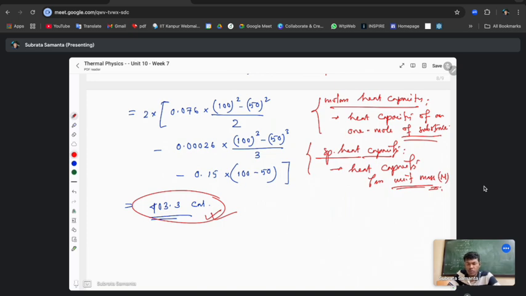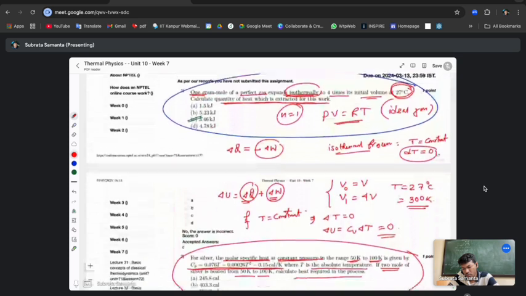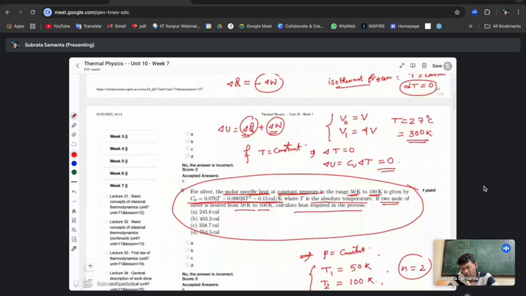So let's look into the options. 403.3, yes, so option B is correct. If you have any questions or any doubts, you can ask. I am coming in 2 minutes.